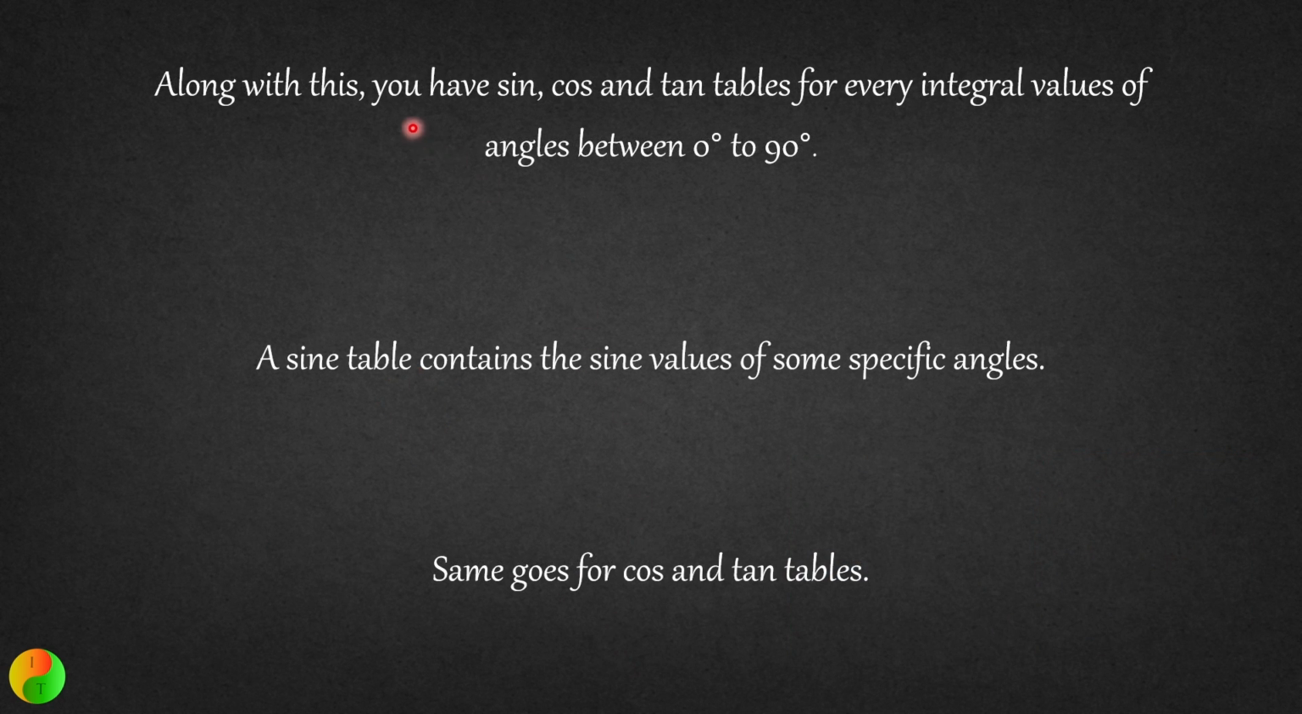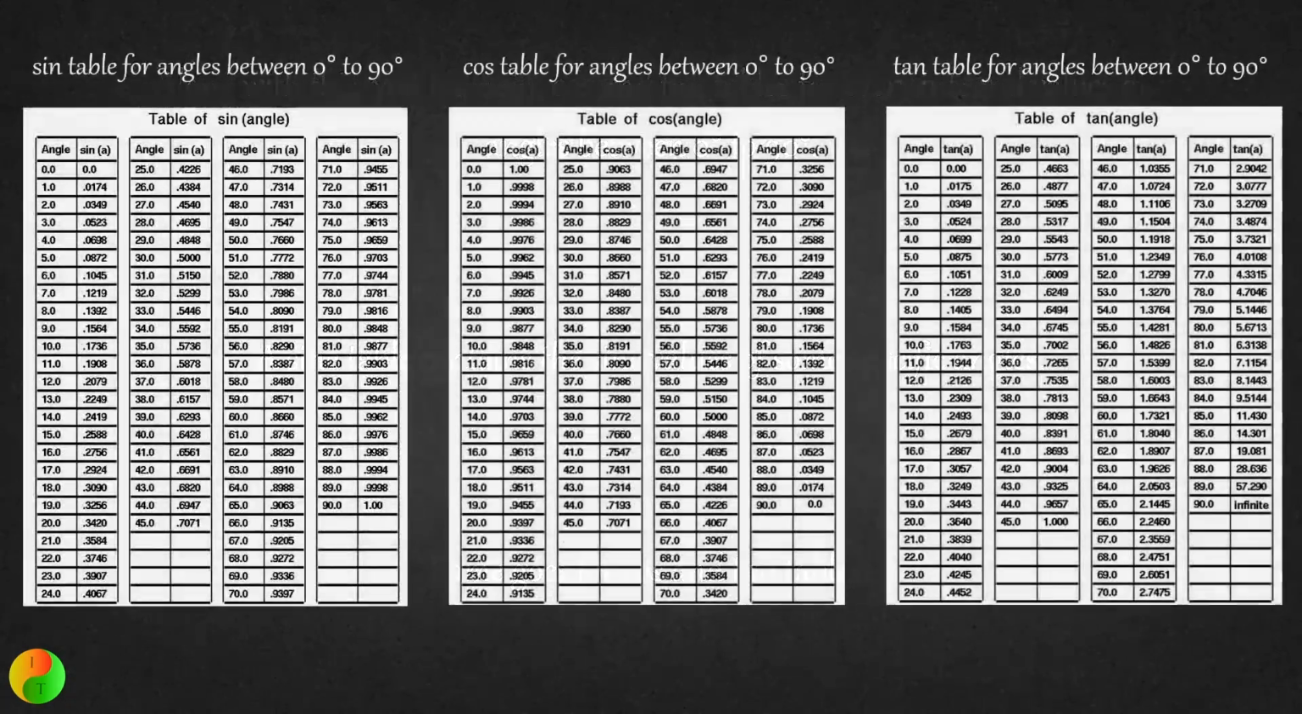Along with this, you now have sine, cos and tan tables for every integral value of angles between 0 degree and 90 degrees. A sine table contains sine values of some specific angles, and same goes for cos and tan tables. This is what sine, cos and tan table look like. We have integral values of angles from 0 degree to 90 degrees and their corresponding sine, cos and tan values.